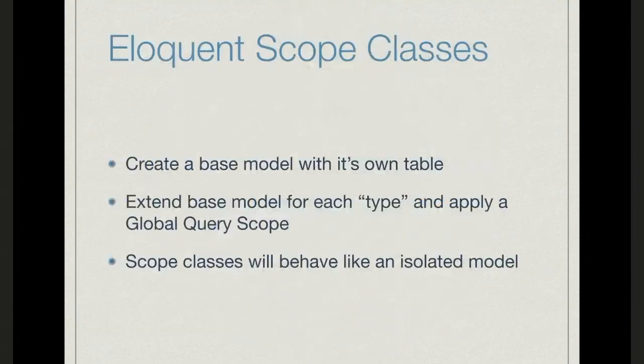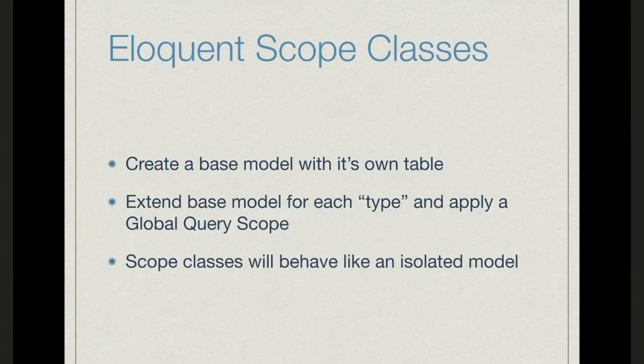An Eloquent scope class is basically a base model, in this case user, and we use object inheritance to extend that base model into two different classes. So we have an employee class and a customer class. Both of those extend user, and then user defines the stuff that's common for both of those.